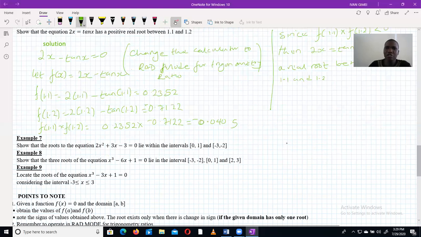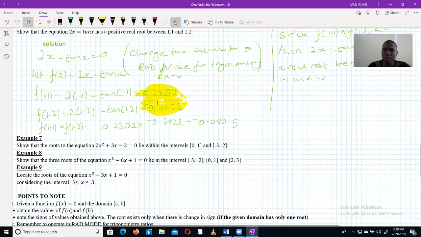By the time you reach this point here, you already know that the root exists, but you need to conclude. And of course, you have two ways of concluding. I showed you the first part, and you can still use the second part to conclude. The second method I showed you, you can simply say since it's changing sign, the root exists, or you can simply use this other approach.